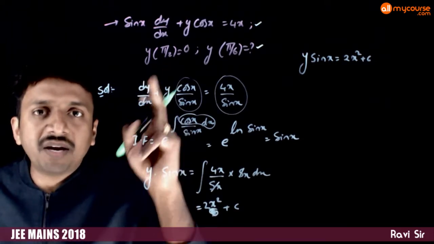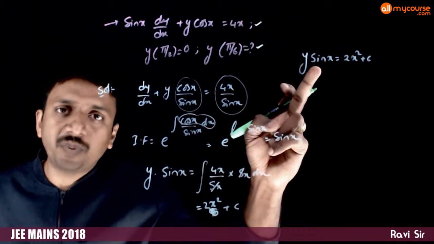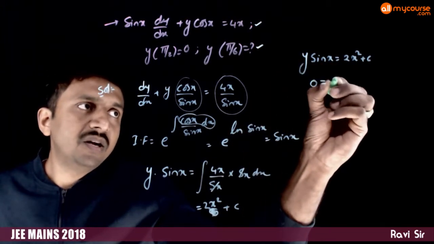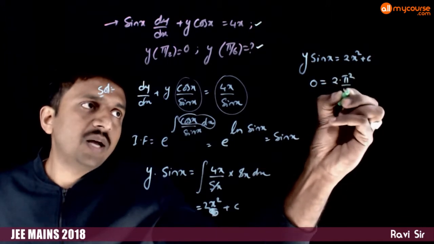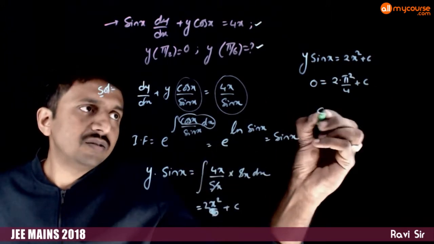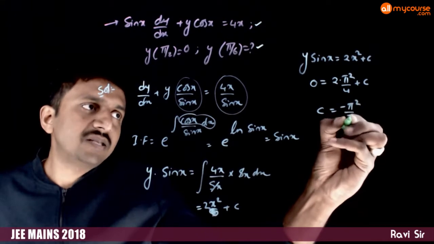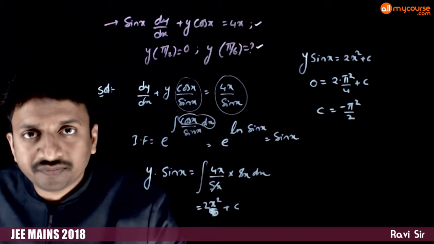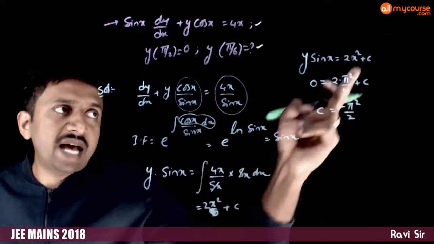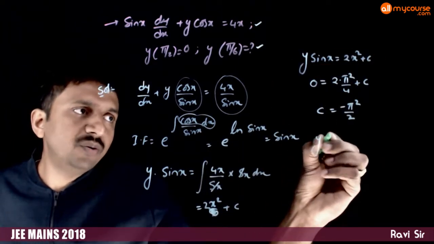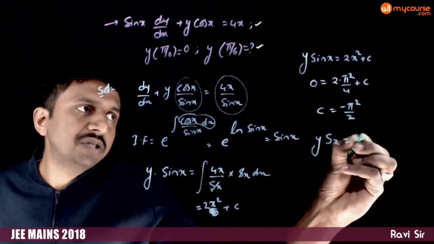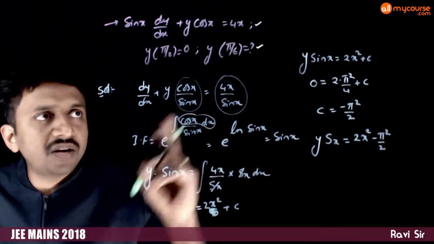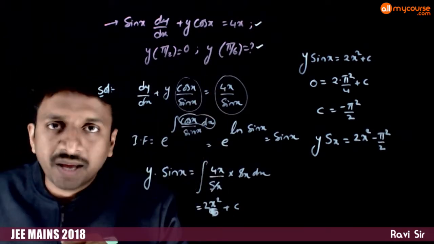Now y of pi by 2 is equal to 0. So if you put x as pi by 2 and y as 0, you get 0 is equal to 2 times pi square by 4 plus c. So c is equal to minus pi square by 2. Once you have c is equal to minus pi square by 2, the complete solution is y sin x equals 2x square minus pi square by 2.